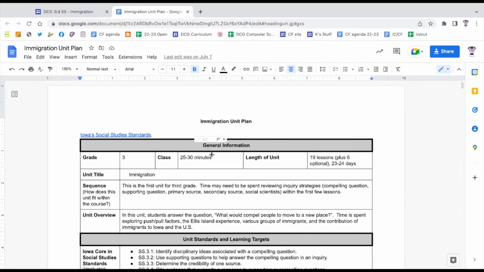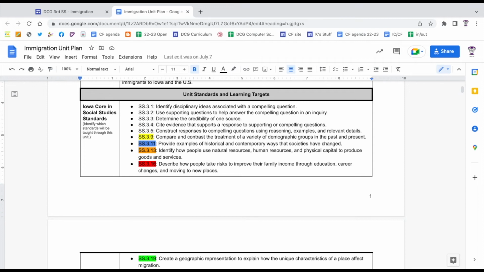As you can see, this unit is designed for class periods to be about 25 to 30 minutes in length. There's 19 lessons plus 6 additional ones that are all optional. If you stick to simply the 19 lessons, it should take you 23 to 24 days to complete.